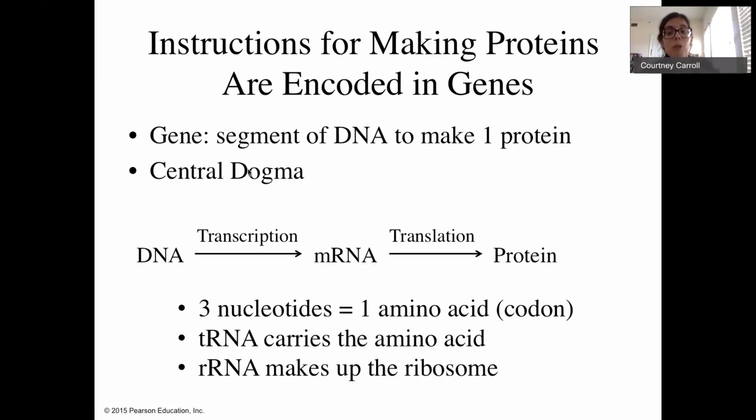Translate is when we're going to switch languages. We're going to switch from the language of nucleotides with our RNA to the language of amino acids in our protein. This is done through translation using codons. So 3 nucleotides will be converted to 1 amino acid, 1 codon. And the transfer RNA carries that amino acid to our ribosome, which is made up of ribosomal RNA. So we've got messenger RNA, transfer RNA, and ribosomal RNA.